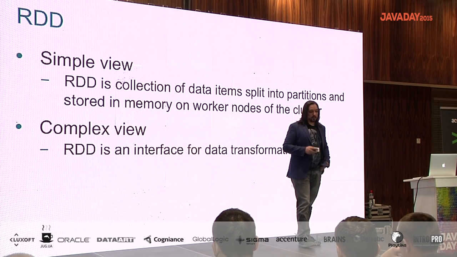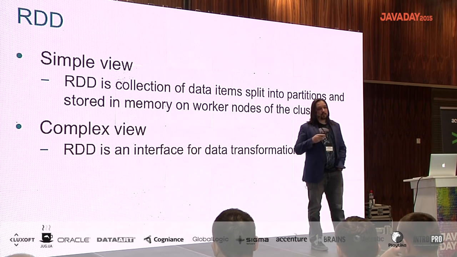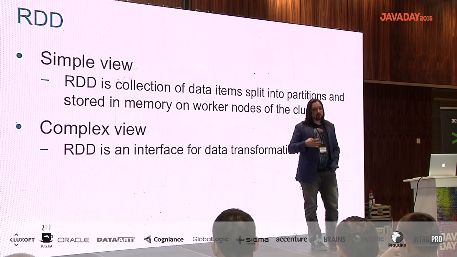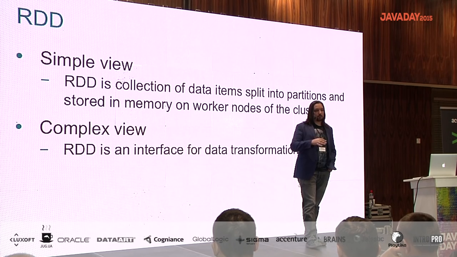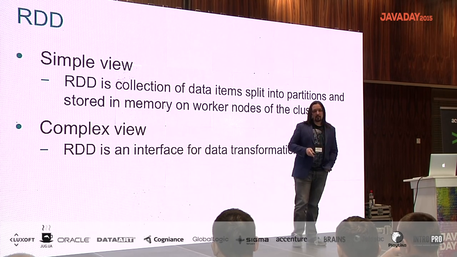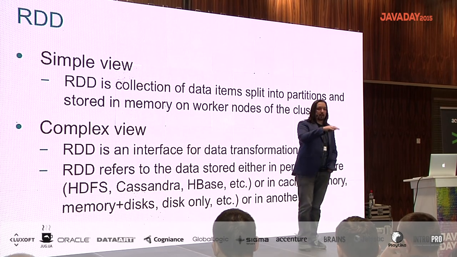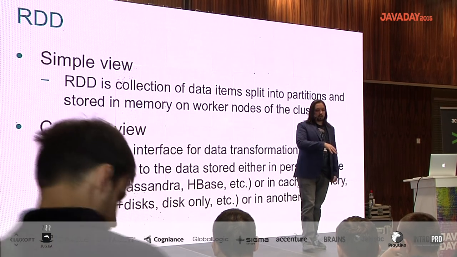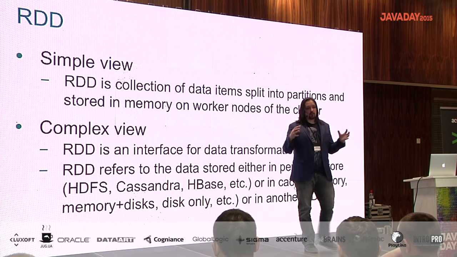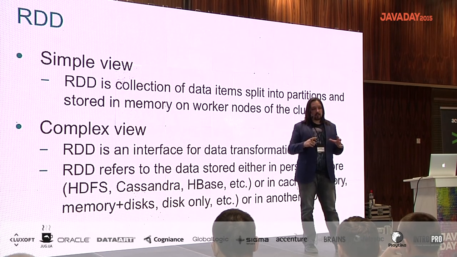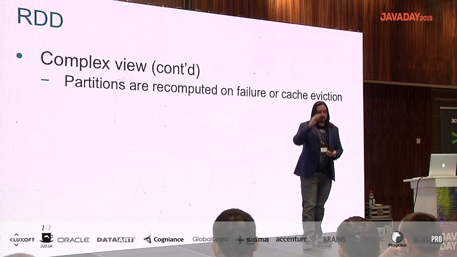So the complex view is that an RDD is really an interface. RDD does not store any data itself. It stores only meta information. All the data is stored by the Spark engine. It's something like a Block Manager. RDD refers to the data stored in another external system, in the Spark cache, or in another RDD. So RDD is just an interface. It does not have any data in it. So partitions are computed on failure or cache eviction. So it is fault tolerant.